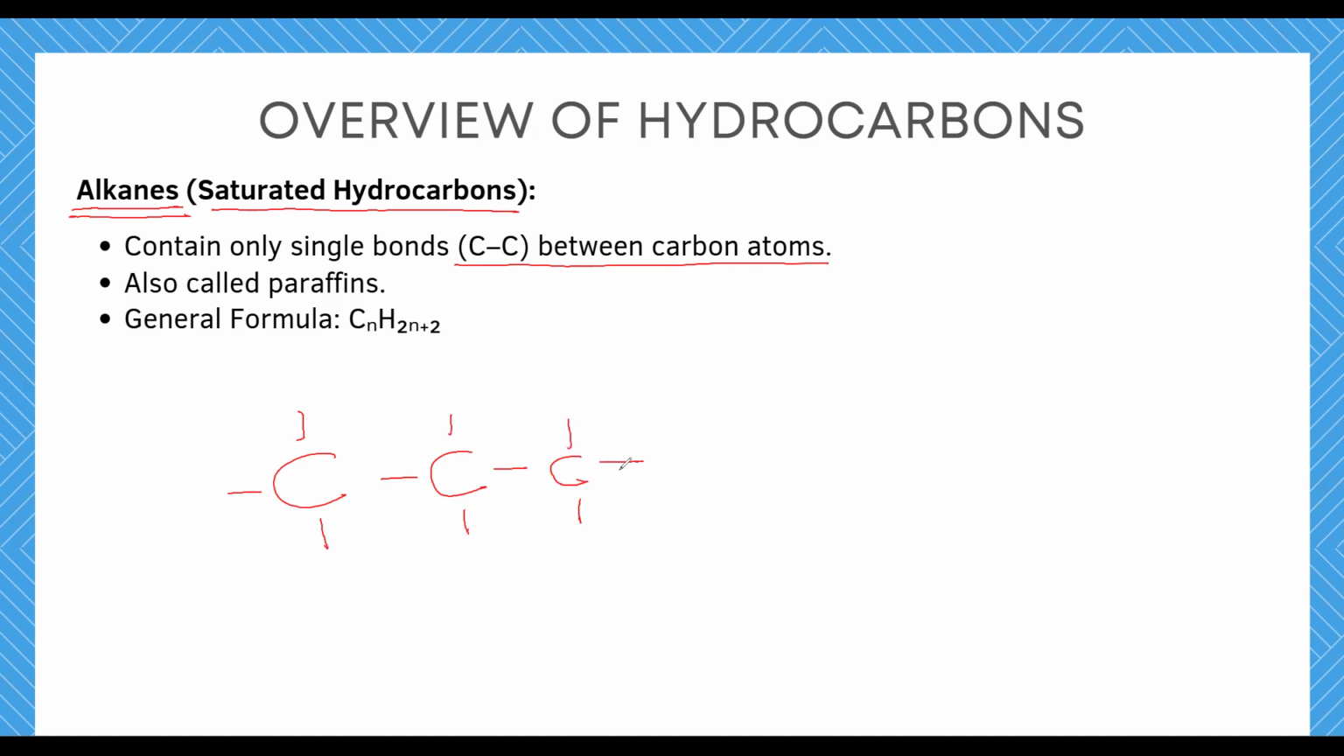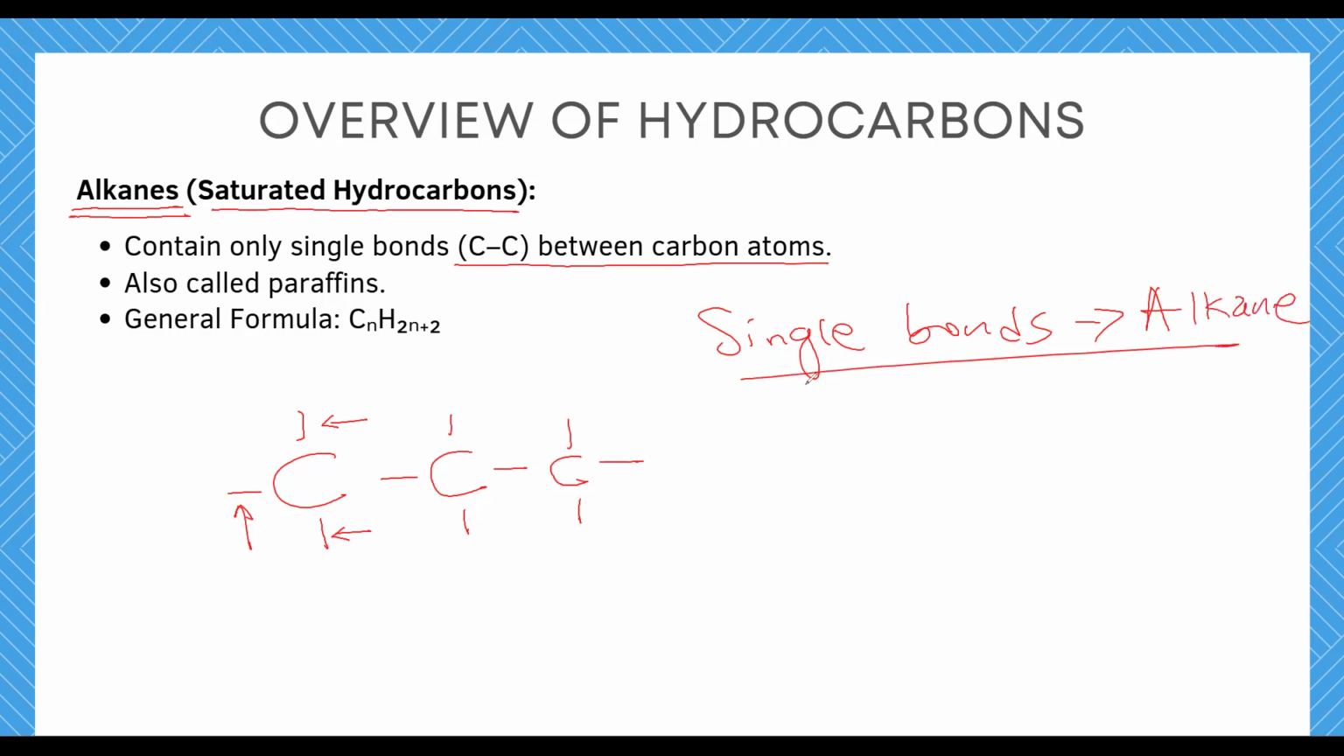Now, these bonds that you can see over here, all of them are single bonds, are they not? It's just one line that is being drawn, right? Yes. Good. Whenever you have a hydrocarbon compound like this that has only single bonds throughout its structure, you call it an alkane. Any confusion?